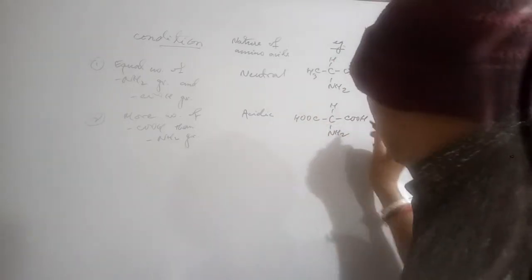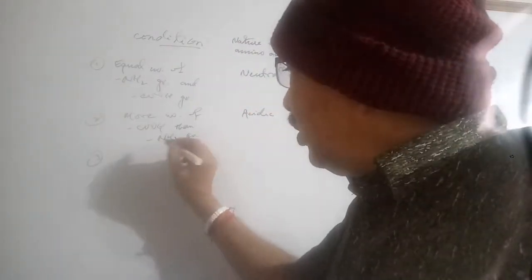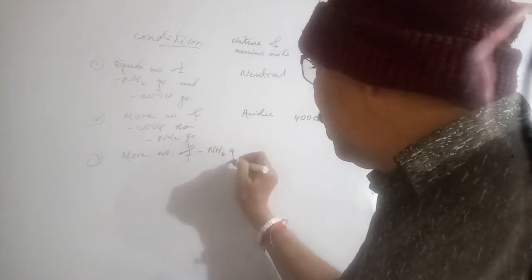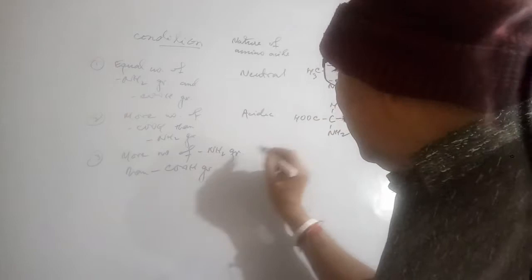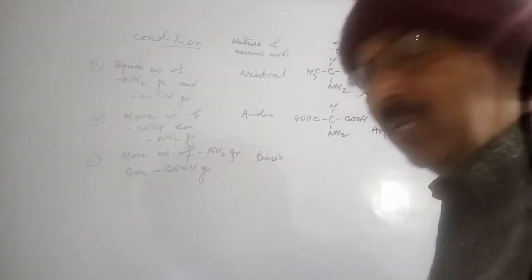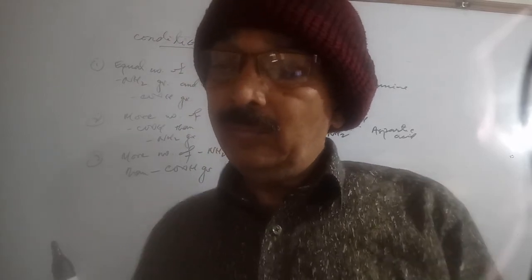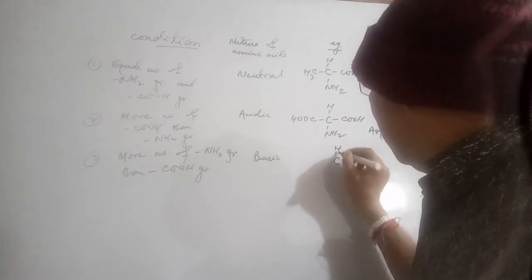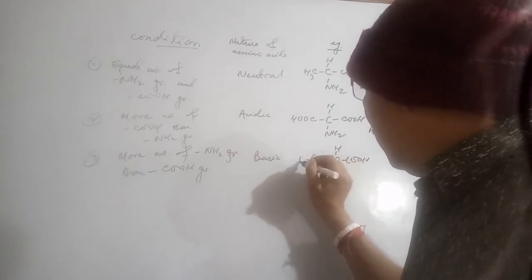More carboxylic groups, the name is aspartic acid. Third one is more amino groups than carboxylic groups, then it is basic in nature. Basic in nature. And the example is lysine. COOH, NH2, CH2 whole 4 NH2.